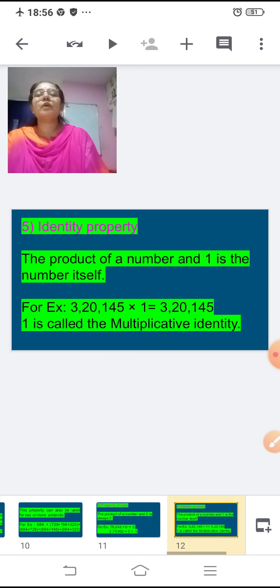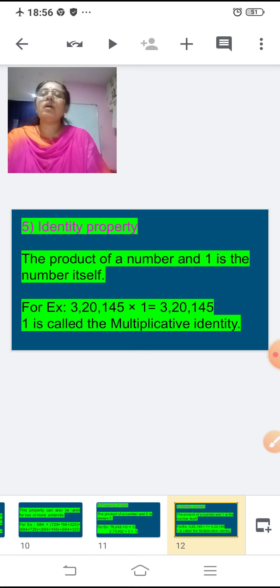So coming to the last property, that is identity property, where it says that the product of a number and 1 is the number itself. So any number, if you multiply it by 1, the answer will be the number itself. Suppose 6 into 1 is 6, 8 into 1 is 8. However big the number is, it will be the number itself. And here the 1 is called the multiplicative identity.